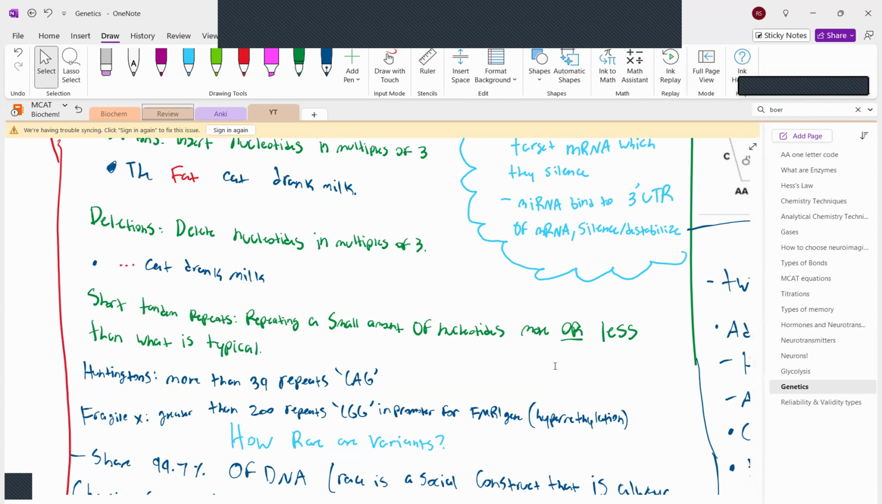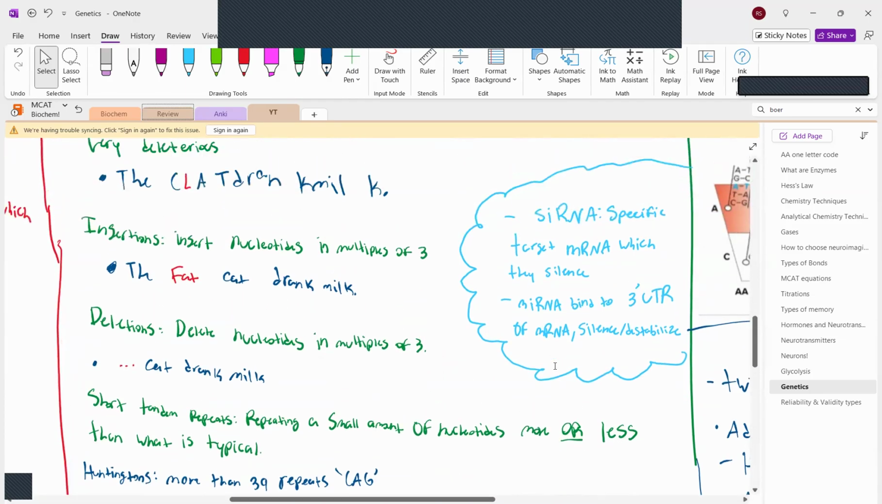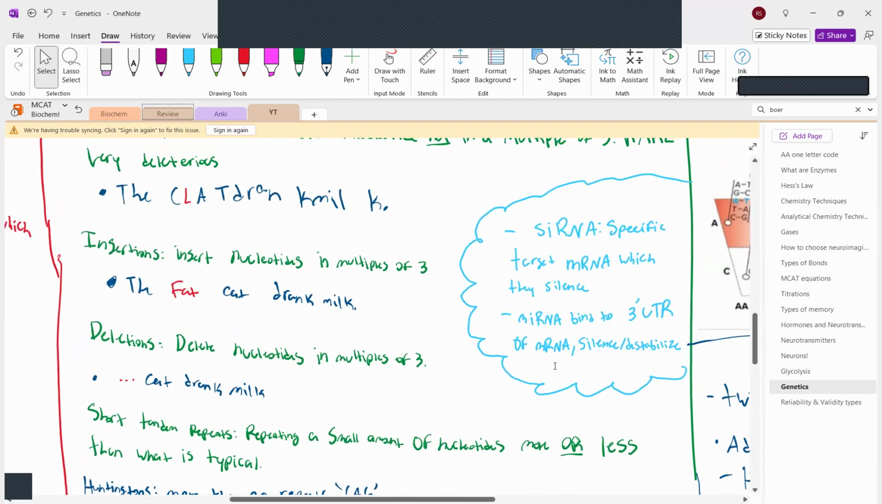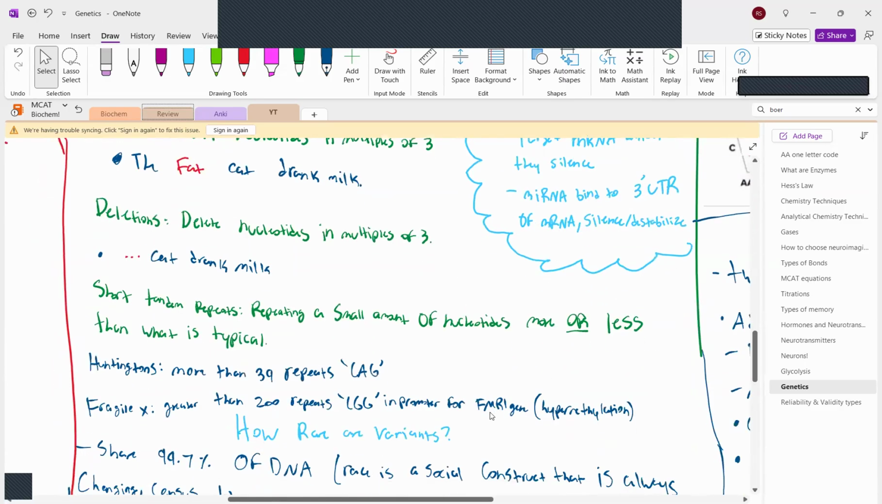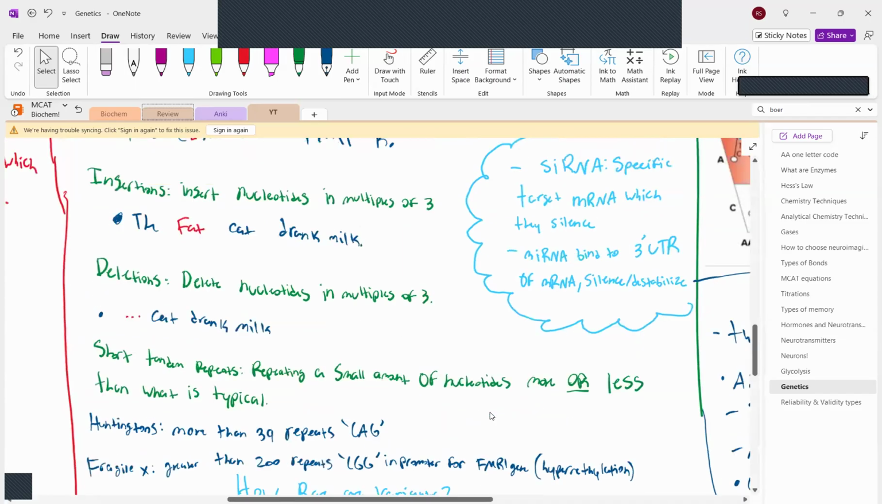And then there's also Fragile X syndrome, which is when you have greater than 200 repeats of CGG in a promoter region of the FMR1 gene, which leads to hypermethylation. We were talking about methylation earlier and how that can be devastating. It's another regulatory mechanism of histones and DNA, leading to the gene being either improperly turned on or not, or turned on too much.